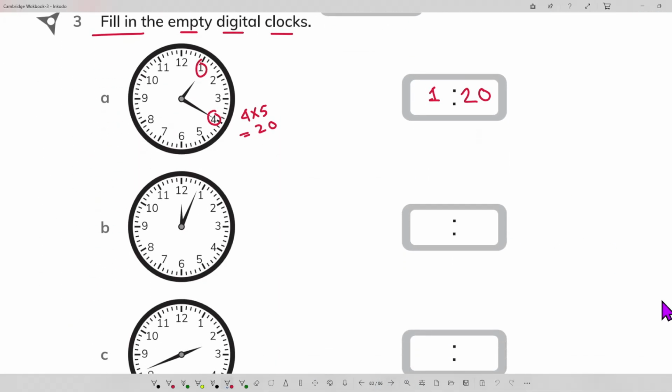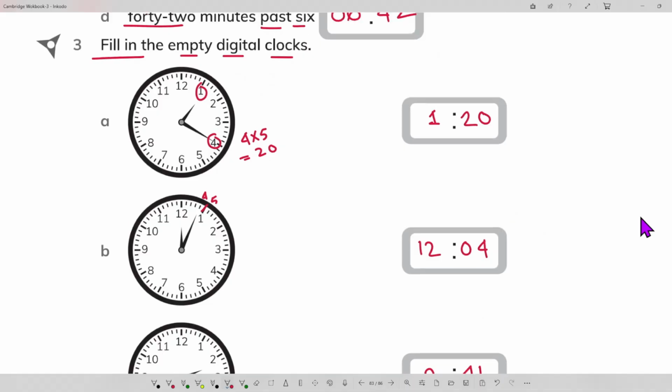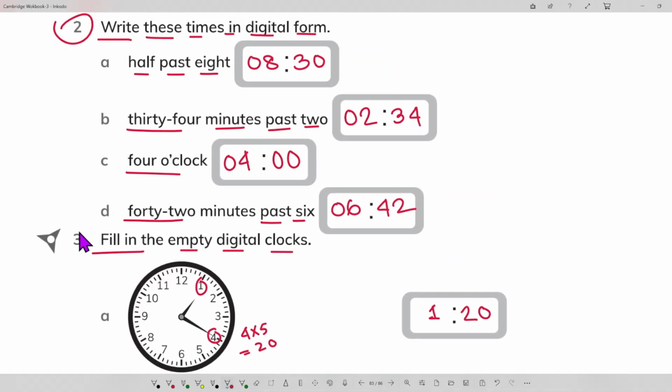Next, this is not exactly on 1, it means not 5, it's on 4. So we can say 12:04. It means 4 minutes past 12. This one is in 2 and it's 41. We can say 41 minutes past 2, or we can say 19 minutes to 2. So number 2 and number 3 are done.